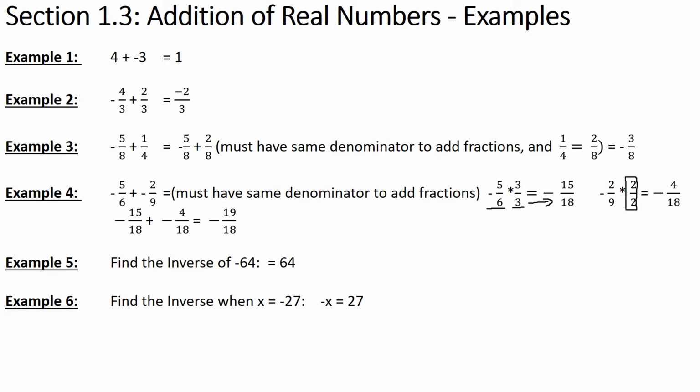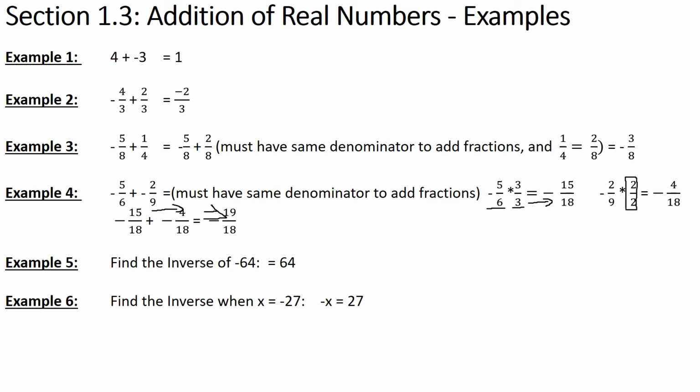9 times 2 is 18. Negative 2 times 2 is negative 4. So my final answer is negative 15/18 plus negative 4/18 equals negative 19/18. The denominators remain the same. I add the 15 and then minus 4, and I get minus 19 right here.